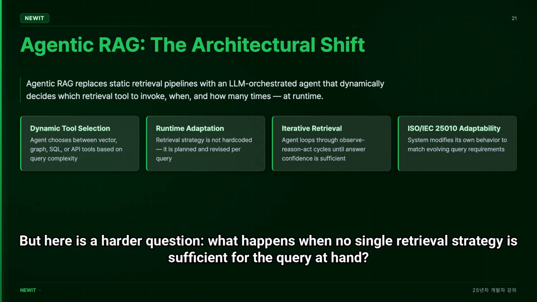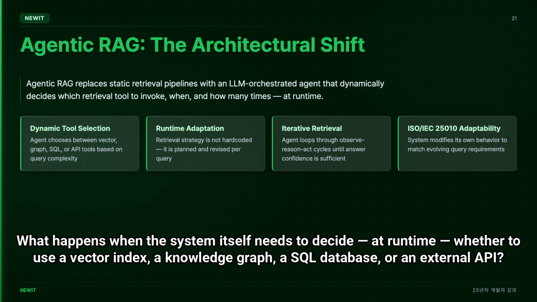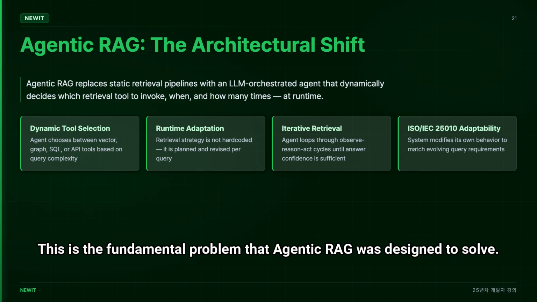But here is a harder question. What happens when no single retrieval strategy is sufficient for the query at hand? What happens when the system itself needs to decide, at runtime, whether to use a vector index, a knowledge graph, a SQL database, or an external API? This is the fundamental problem that Agentic RAG was designed to solve.